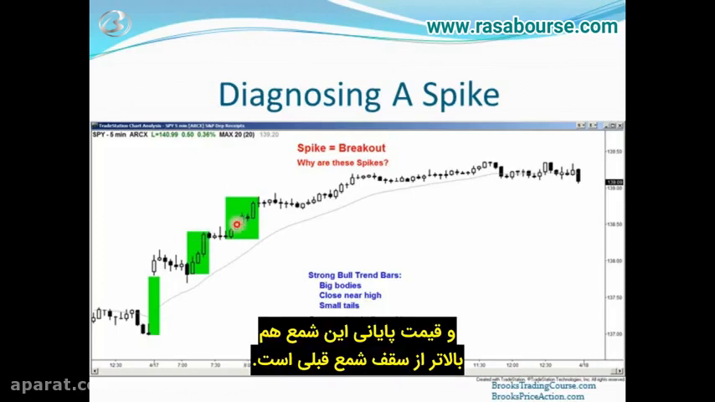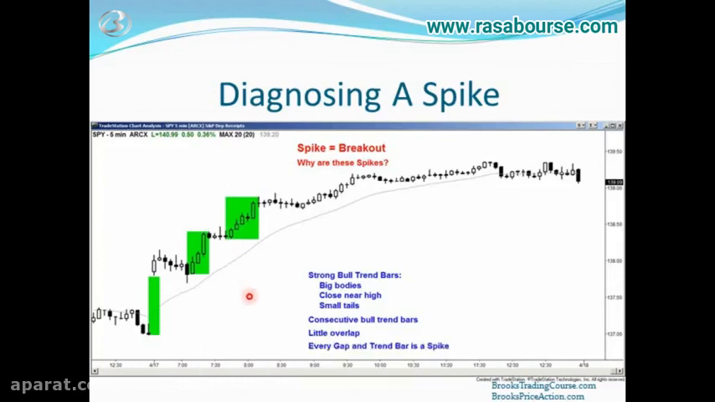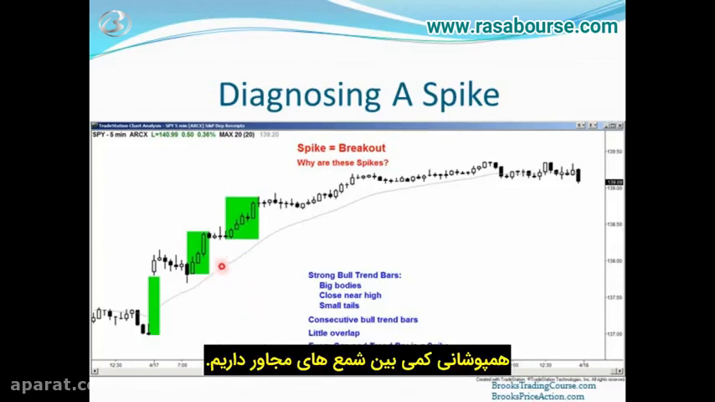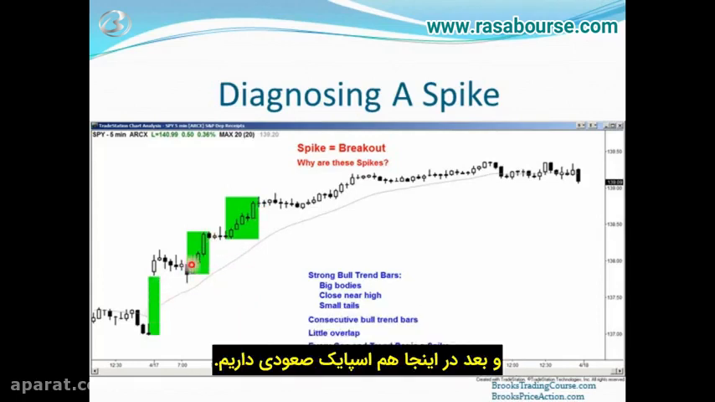Close of this bar above the high. So the market is gapping up on a lot of the bars. Very little overlap between adjacent bars, and a series of consecutive bull trend bars. So these are very strong bull breakouts. So a gap spike here, a bull spike here, and another bull spike here. These last 2 spikes are within the context of a wedge channel.